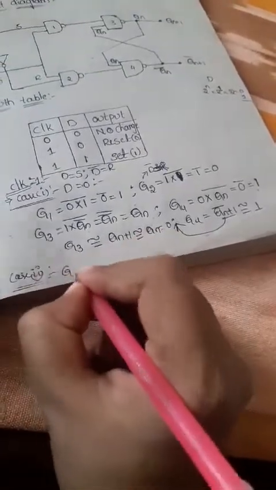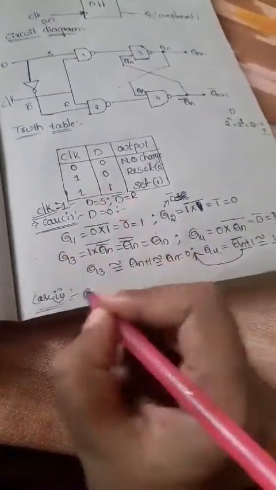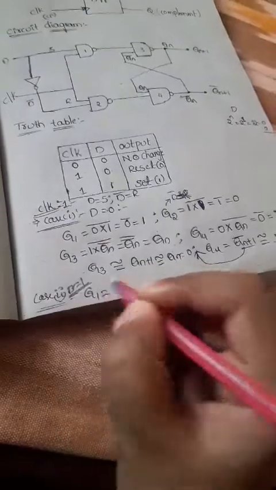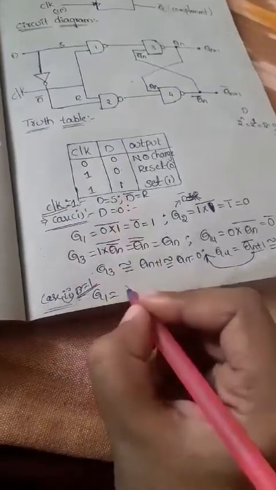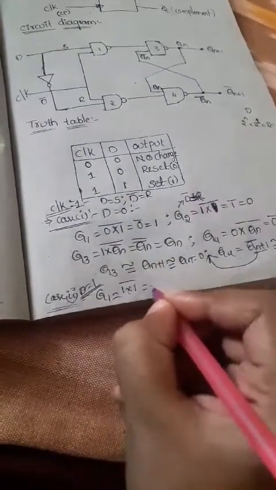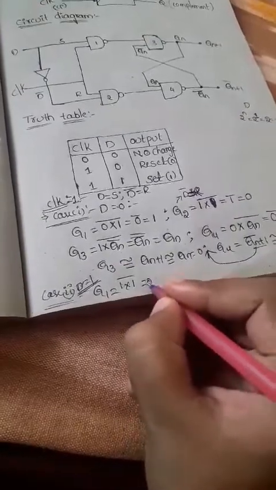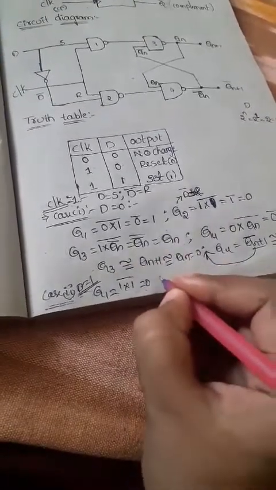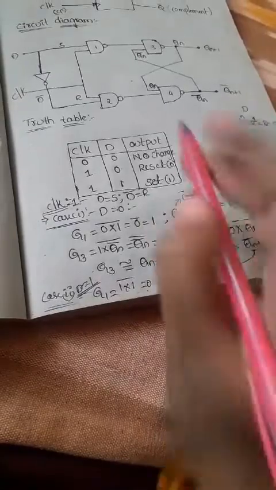Okay, so the G1 result will be considered as, so here we can consider D input as 1. D is equal to 1, you have to substitute. So 1 into clock is also 1, 1 complement means 0. So here 1 into 1, 1 complement is 0. Like this G2 result also I can find it.